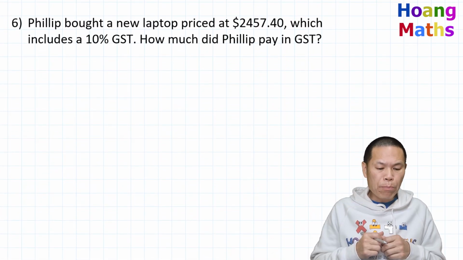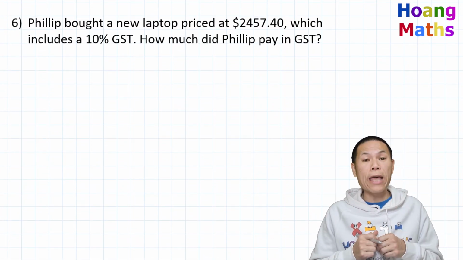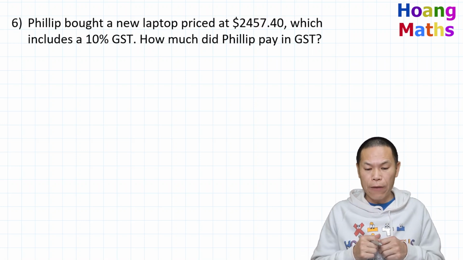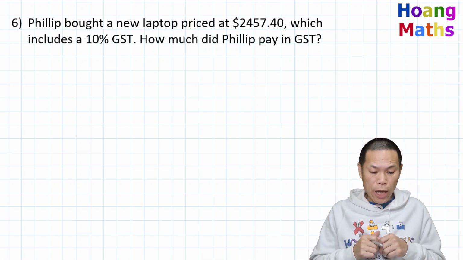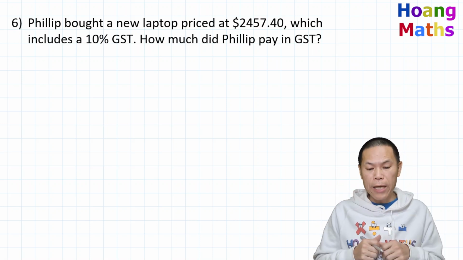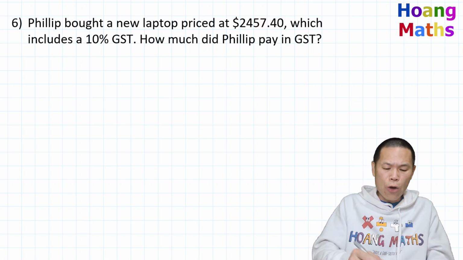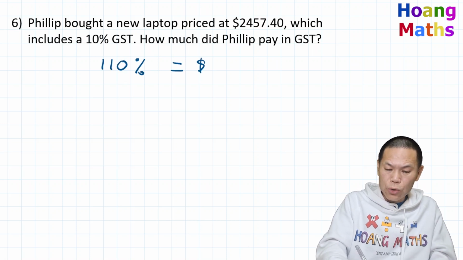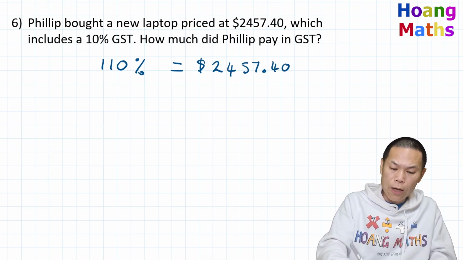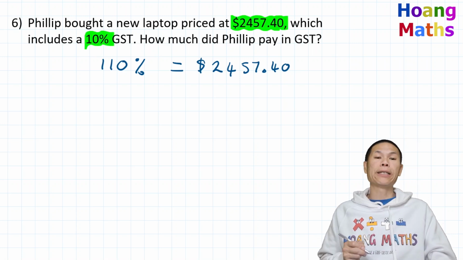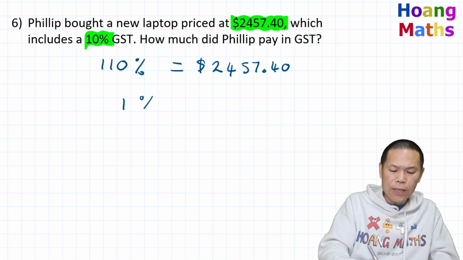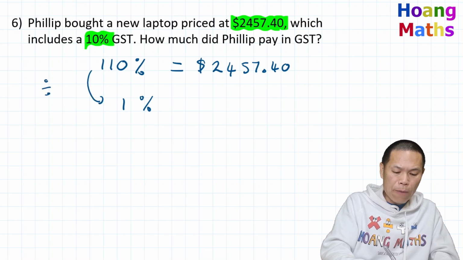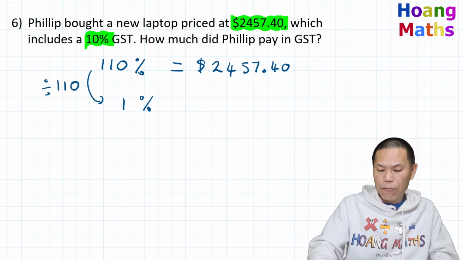Question 6. Philip bought a new laptop priced at $2,457.40, which includes a 10% GST. How much did Philip pay in GST? So first of all, we know that 110% will give me $2,457.40, because this price includes 10% GST. So let's work out 1% first. From here to here, we divide by 110, and from here to here, we divide by 110.